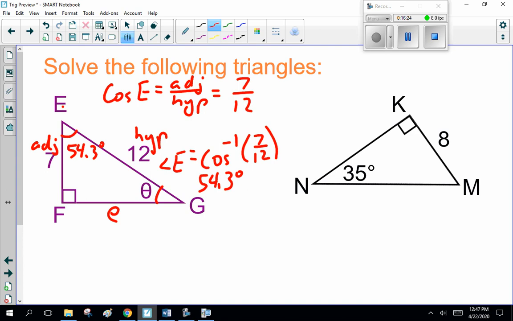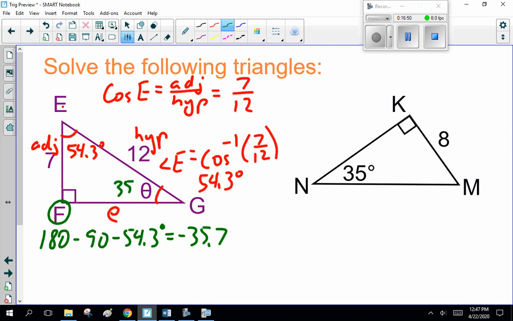Now, what's the easiest way to find angle G? Well, three angles in a triangle equal 180, so 180 minus 90 degrees, that's angle F, minus 54.3, that's angle E, gives me angle G. That gives me 35.7 degrees.